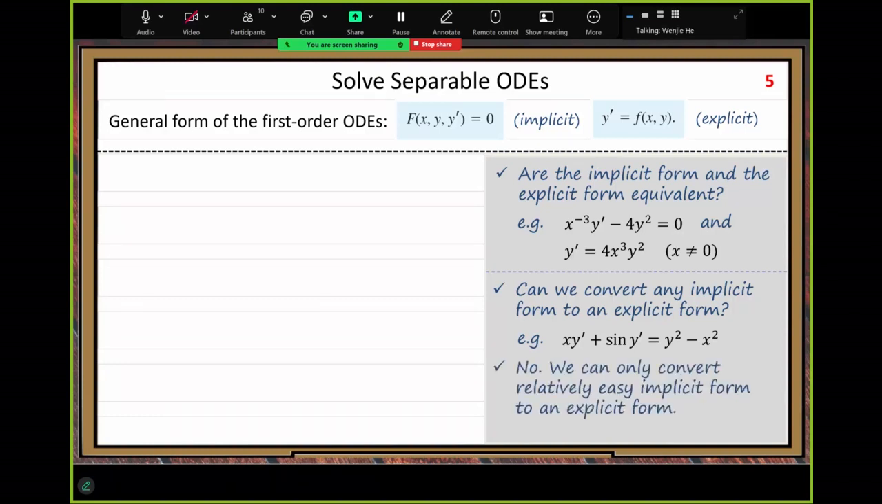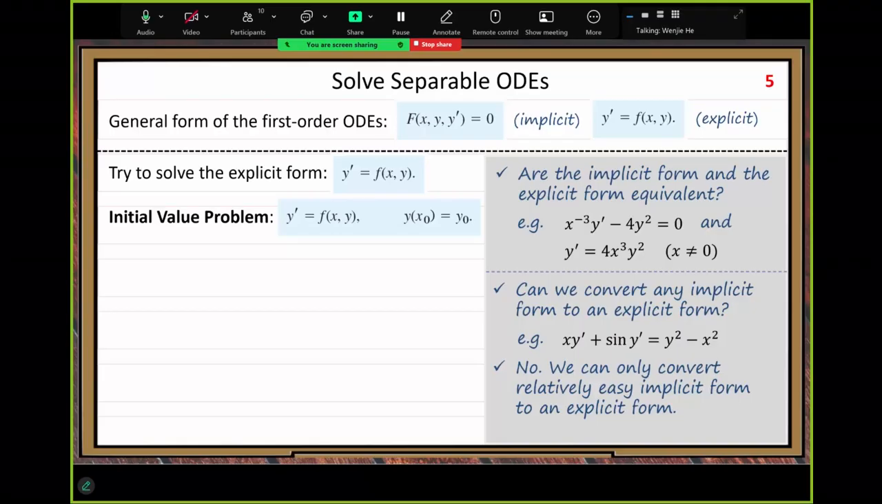All right. So we can only convert relatively easy implicit forms to an explicit form. Now we try to solve the explicit form. If we cannot convert, then you cannot solve it, right? So we consider the initial value problem.